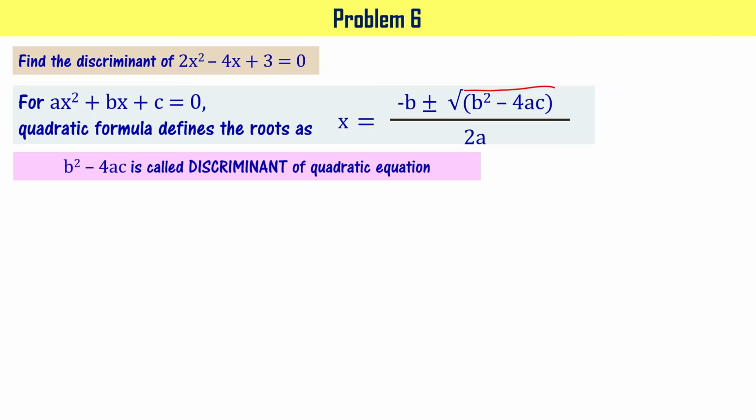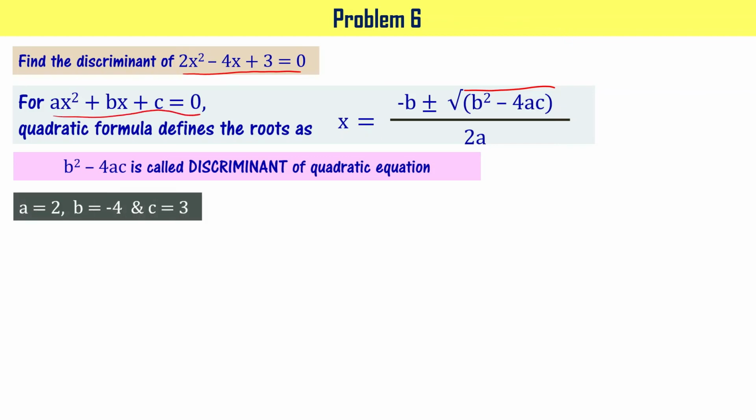When you compare 2x square minus 4x plus 3 equal to 0 with ax square plus bx plus c equal to 0, you say that a equal to 2, b equal to minus 4 and c equal to 3, right? When you substitute these values into b square minus 4ac, what you would be getting is the value of the discriminant, right? This is what we are asked to find. So now let's substitute a, b, c values into b square minus 4ac.